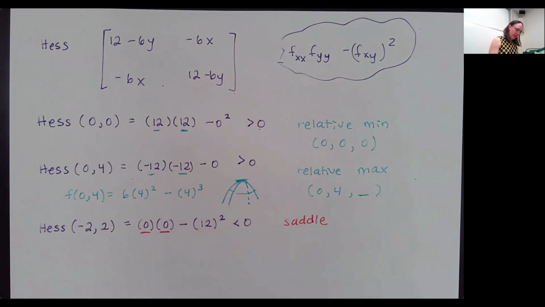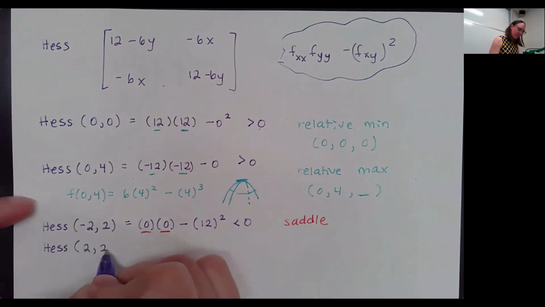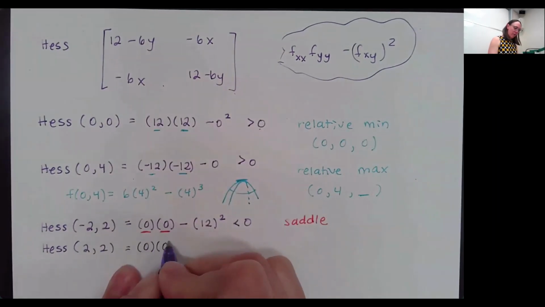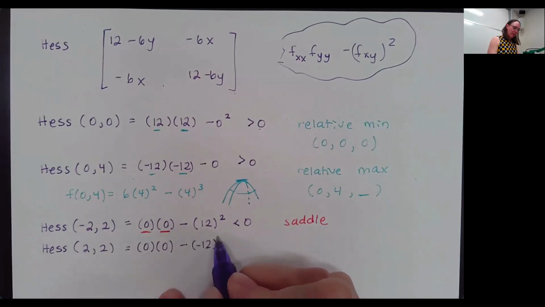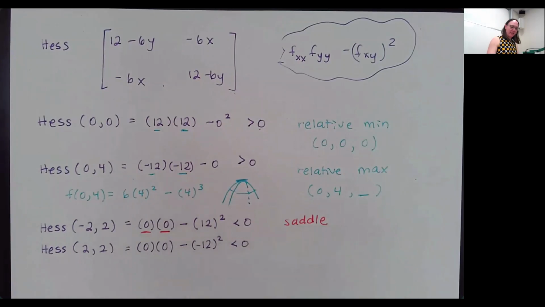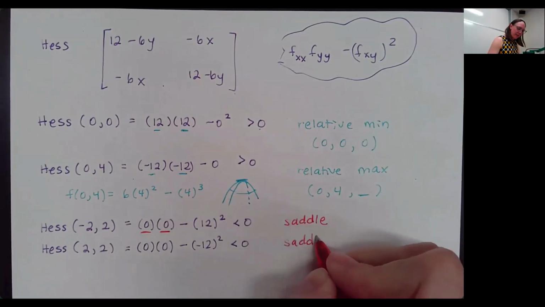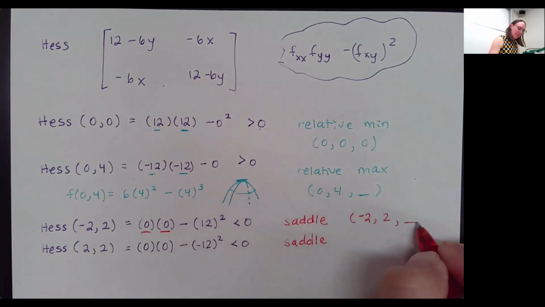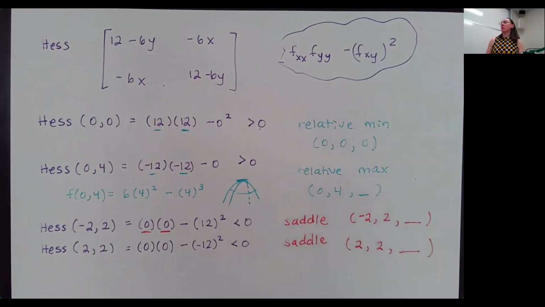One last one to do here, the Hessian at 2, 2. Same thing's going to happen with my fxx, fyy. This will be a -12 squared, but that's still going to give me a value less than 0, and this is also a saddle. And again, if I were putting this into WebWork, it is important that WebWork is asking you for the point, which means you do have to plug it in and figure out what that z value is.